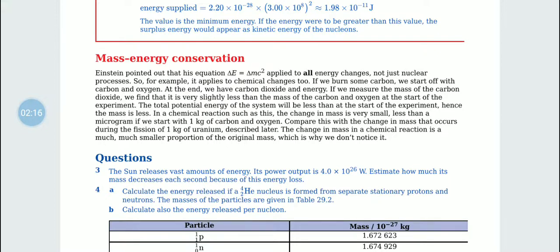For example, in burning carbon, we start off with carbon and oxygen, then we have carbon dioxide and energy. If we take the mass of the carbon dioxide, it would be a little less than the mass of the carbon and oxygen at the start of the experiment, because the total potential energy is going to be less than at the start. So therefore the mass is lesser.